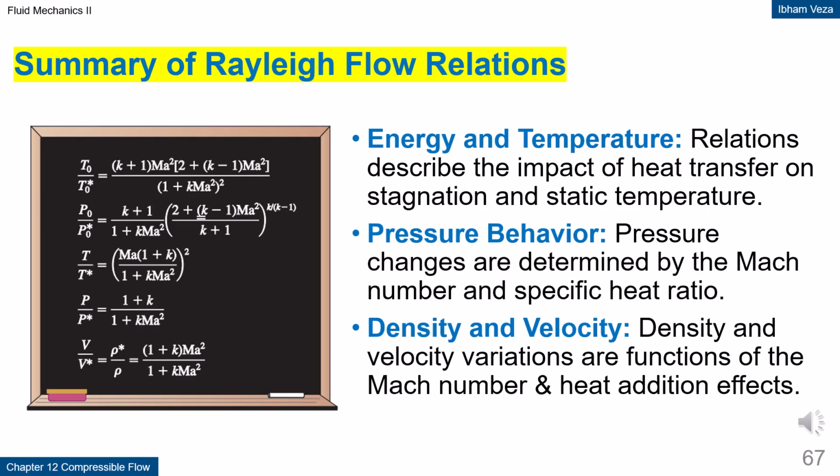Summary of Rayleigh flow relations. Rayleigh flow relations connect changes in temperature, pressure, density, and velocity with the Mach number. These equations allow calculation of flow conditions before and after heat addition. The stagnation temperature always changes according to the amount of heat added. The stagnation pressure, on the other hand, decreases due to irreversibility. This summary is very helpful in the analysis of combustion systems.